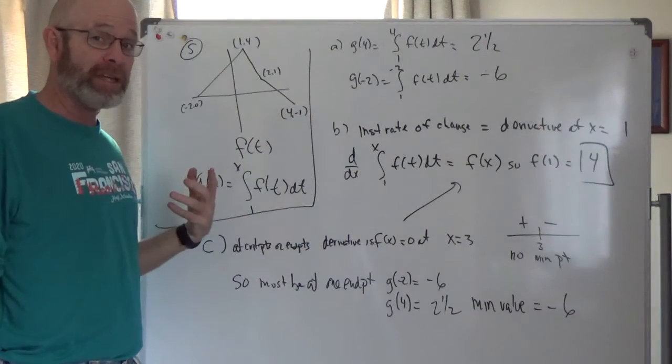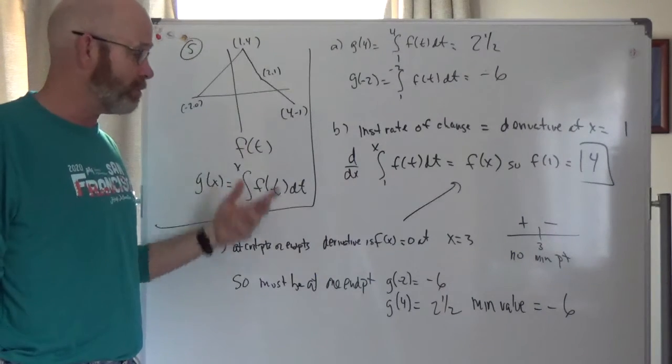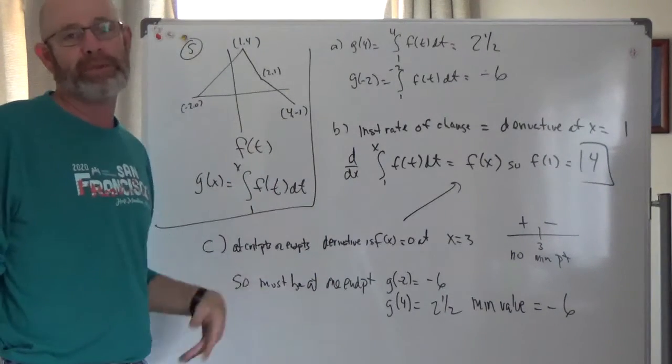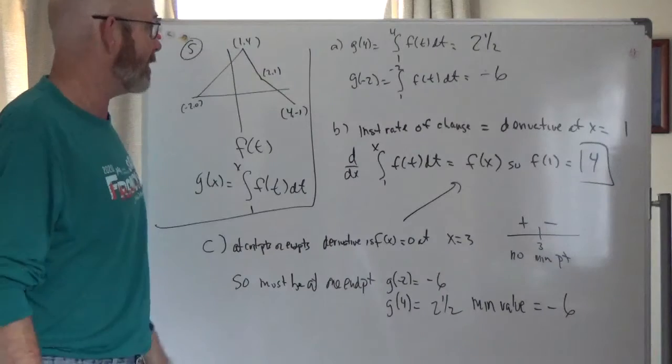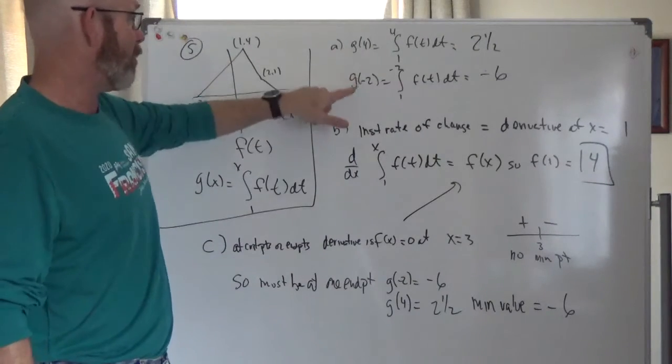One of the big advantages, I think, to doing these practice problems is you see the same types over and over and over. You get a pretty good idea what's on that test. So the first question was g of 4 and g of negative 2.